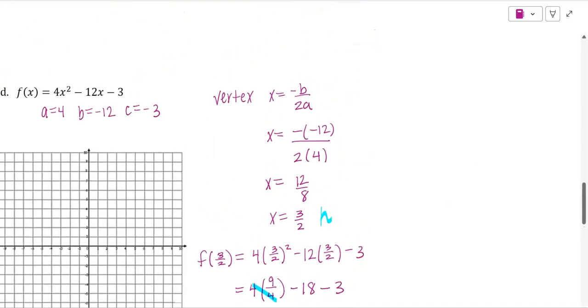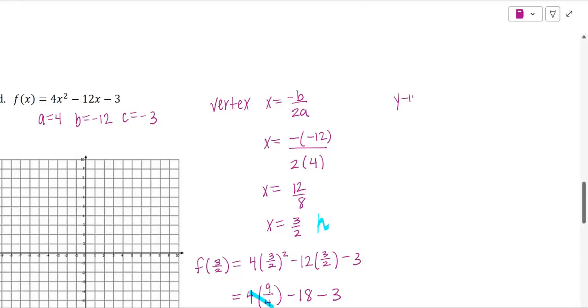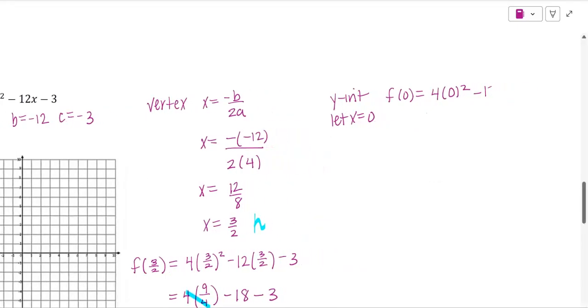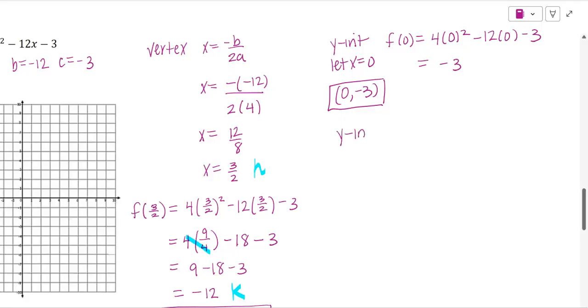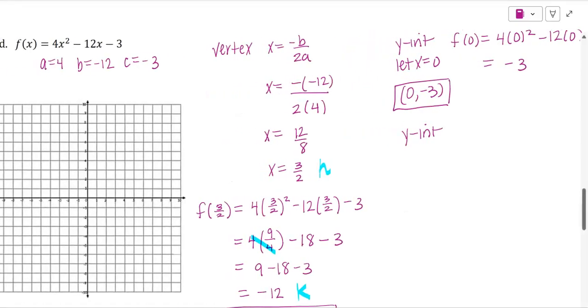All right, let's find our y-intercept by letting x equal 0. We're getting negative 3. So 0, negative 3 is our y-intercept. For our x-intercept, let's see if we can factor this. It looks like this one's not factorable, so we're going to have to use the quadratic formula again.